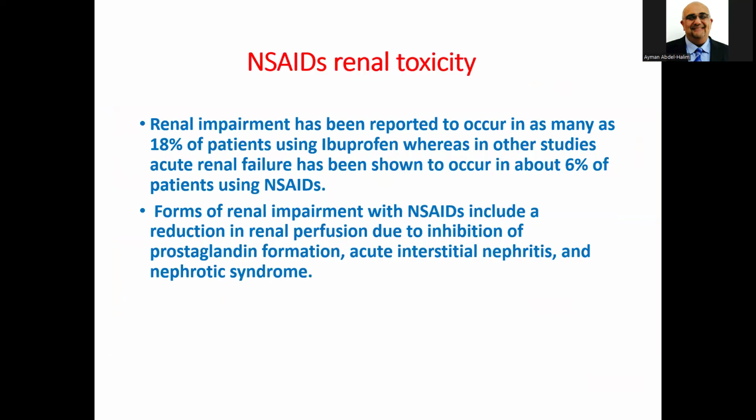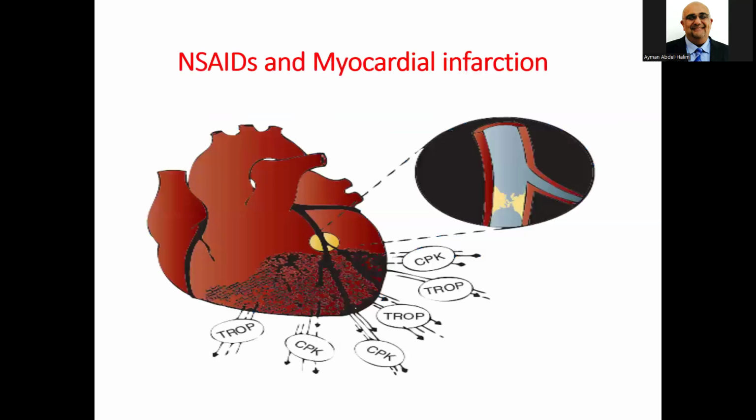NSAIDs renal toxicity. Renal impairment has been reported to occur in as many as 18% of patients using ibuprofen, whereas in other studies, acute renal failure has been shown to occur in about 6% of patients using NSAIDs. Forms of renal impairment with NSAIDs include a reduction of renal perfusion due to inhibition of prostaglandin formation, acute interstitial nephritis, and nephrotic syndrome.